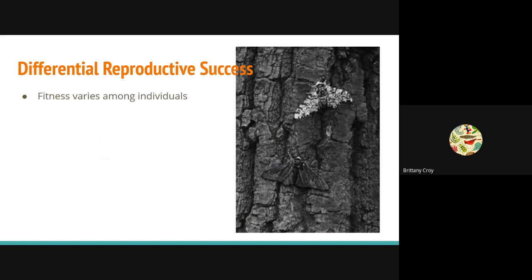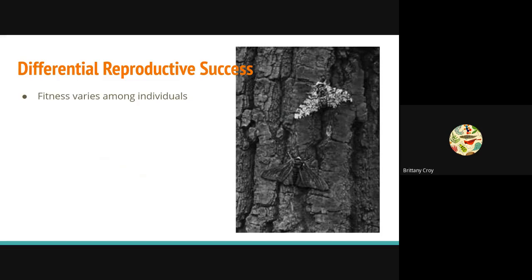Differential means different. So basically, a different number of organisms are able to survive and reproduce. Like in our grasshopper example from the beginning, those tan grasshoppers were getting eaten and they were not surviving. The green ones were able to survive and they were having a higher fitness. By the way, biological fitness is a measure of how many organisms you're able to have and reproduce.